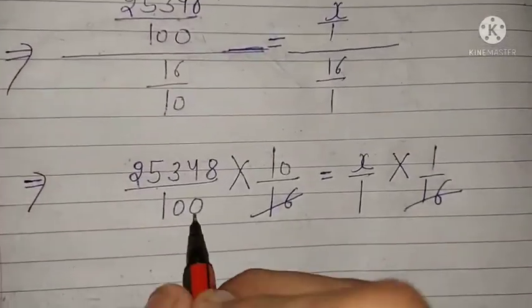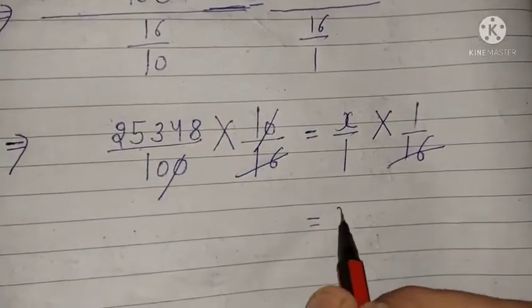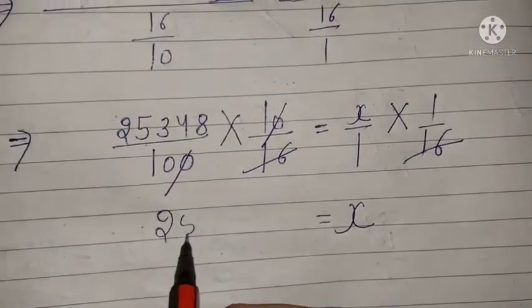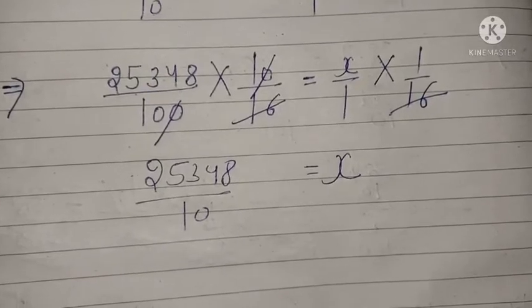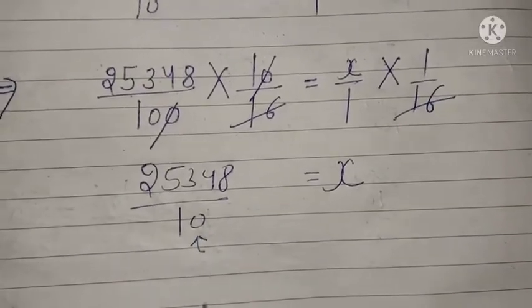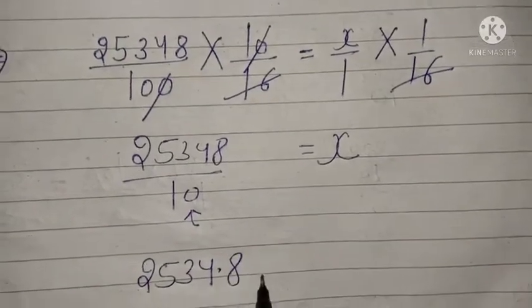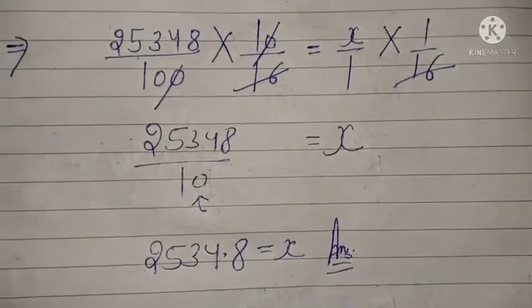So what would be there? 10 cut with 10. So here what would remain? x would remain. So here what would remain? 25348 upon 10. You know if 10 is present at the denominator, you can convert this fraction to a decimal like this. So this is the value of x. This is the way you can find out what would come in the blanks.